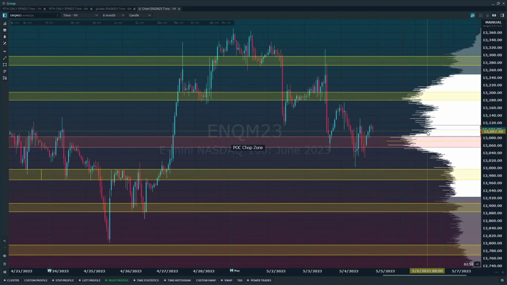And what I mean by that is these areas of really high volume, right? Like right here is the point of control, which means this spot on the volume profile has the most amount of volume traded for this given time frame.